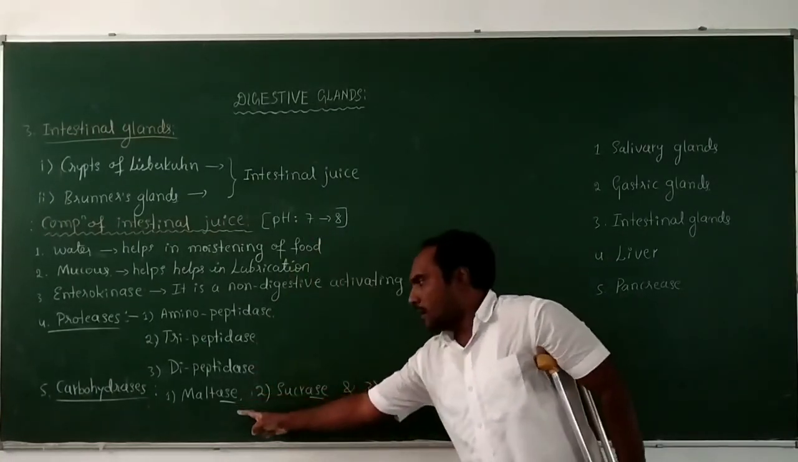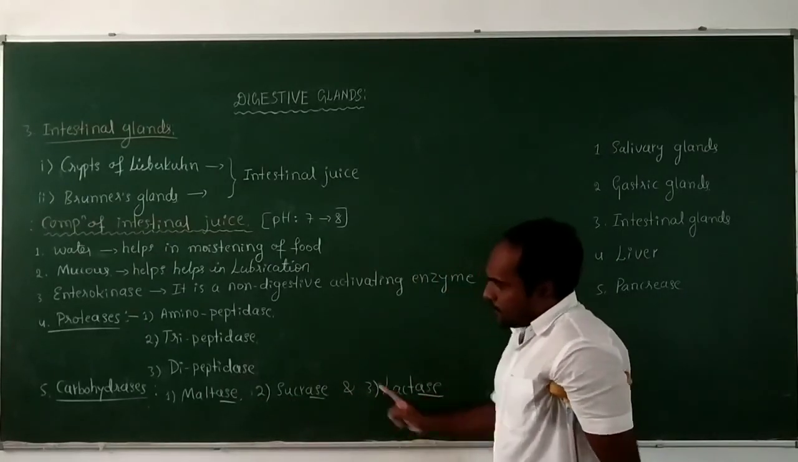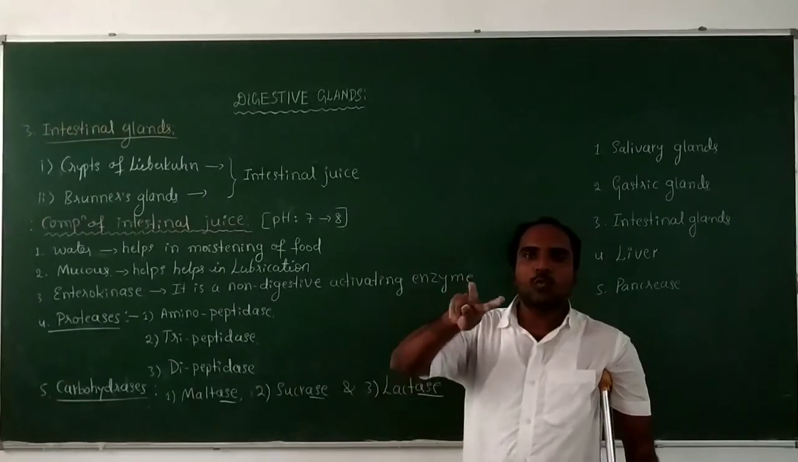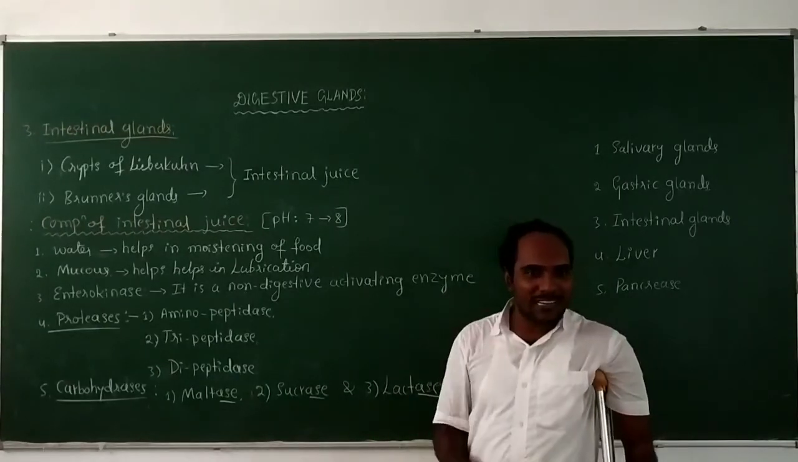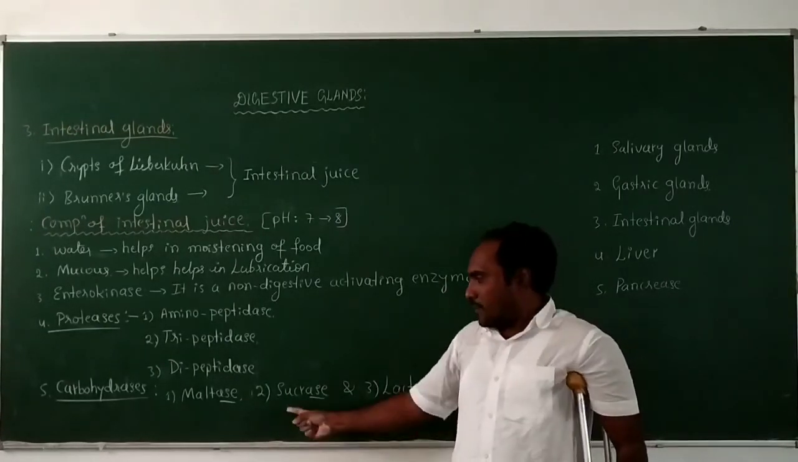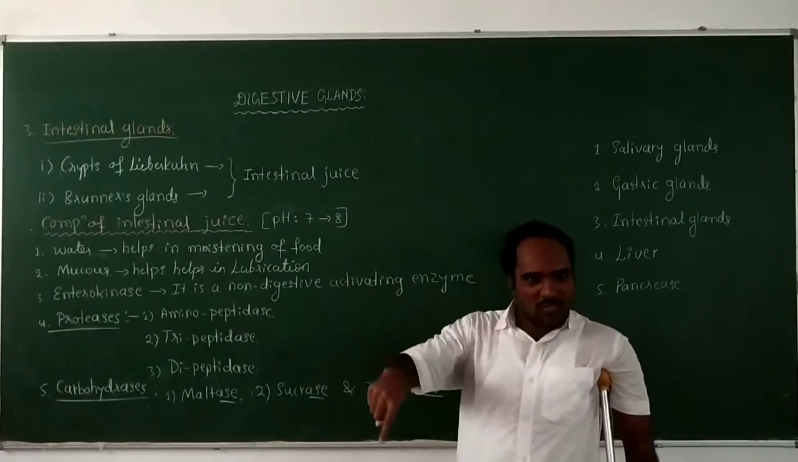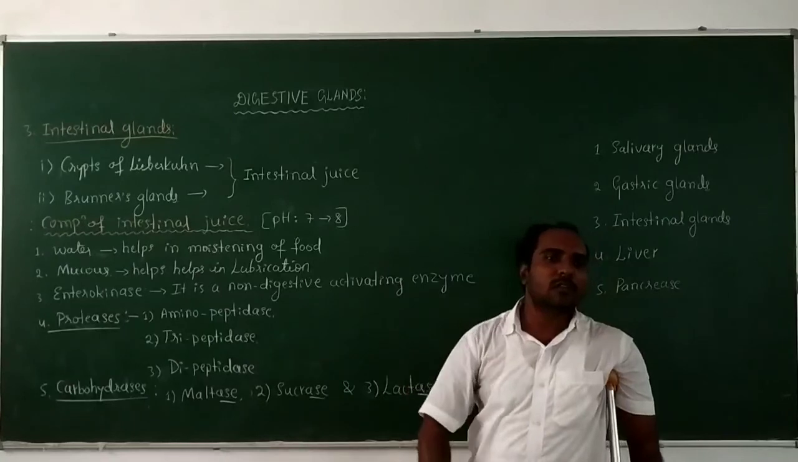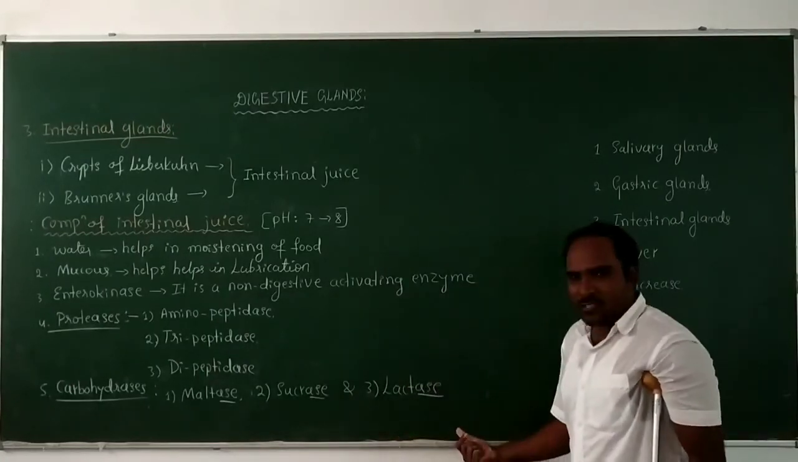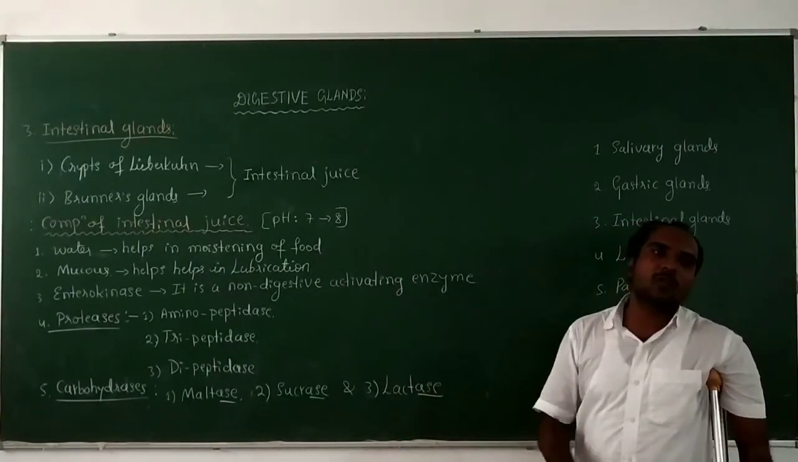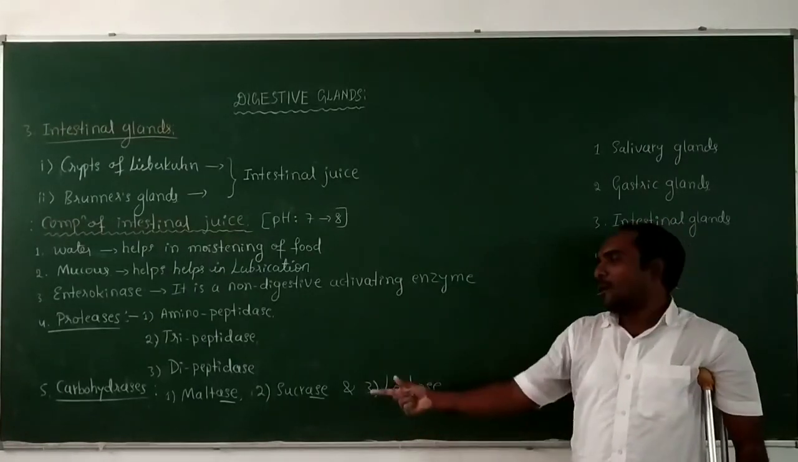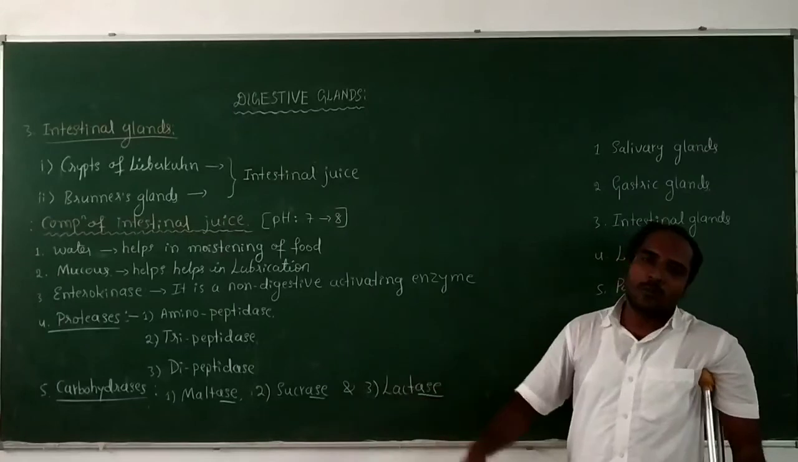Maltase, sucrase, lactase. Maltase acts on maltose and converts it into 2 molecules of glucose, which are monosaccharides. Sucrase acts on sucrose and converts it into 1 molecule of glucose and 1 molecule of fructose. Lactase acts on lactose and converts it into 1 molecule of glucose and 1 molecule of galactose. In this way, all disaccharides get converted into monosaccharides.